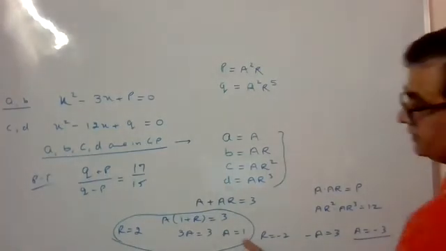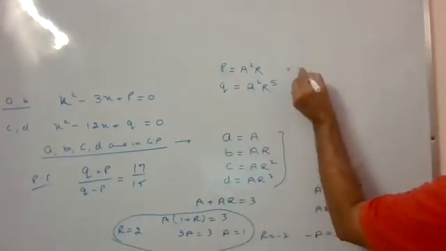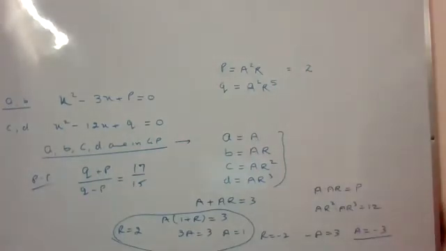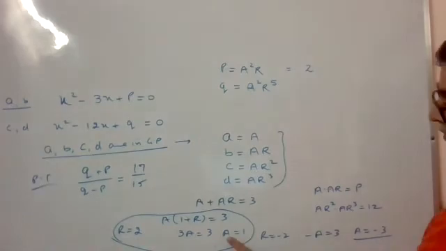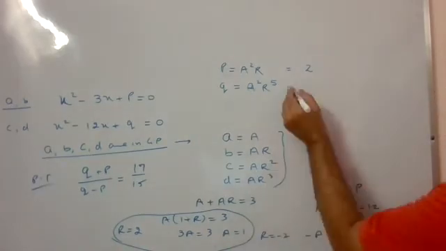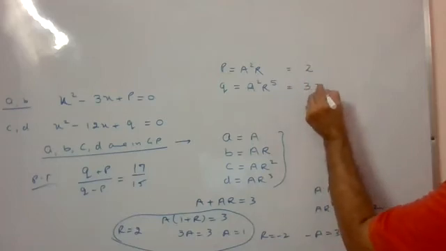So when you take A is 1, R is 2. So will it be 2? Because 1 is square into 2. Second one is A square. A square is again 1 and 2 power 5. 32.